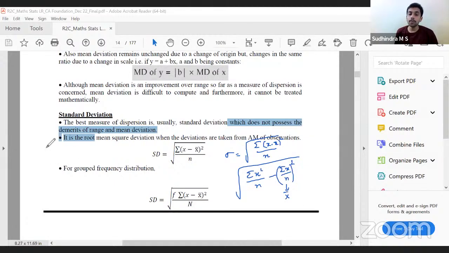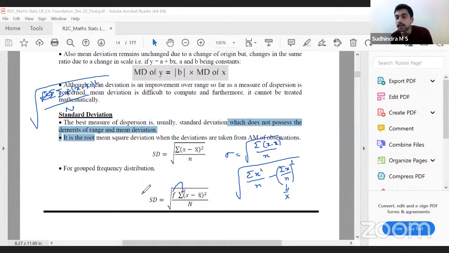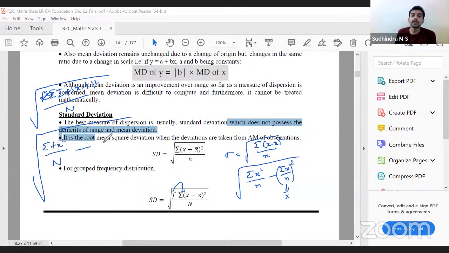In case of grouped data, root of summation f into x minus x bar the whole square divided by capital N. F should be inside a summation. Or it can also be calculated by summation fx square by capital N minus summation fx by capital N the whole square. Instead of this, we can also write it as x bar. Right? This is the formula to calculate standard deviation.